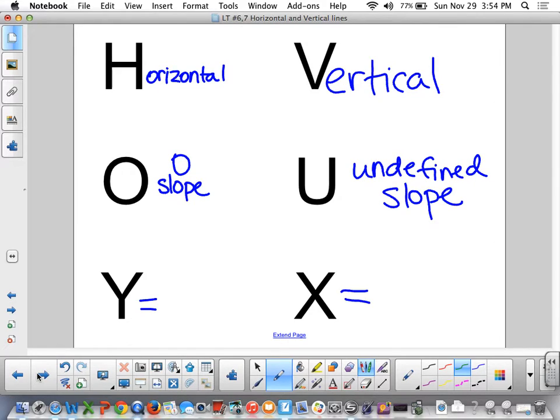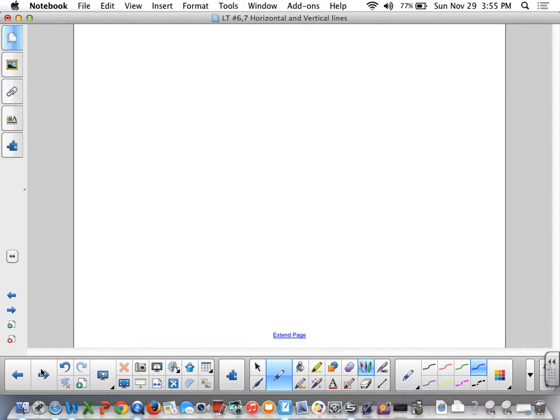Another way to remember that, I know Mrs. Banks showed you this, is HOY VUX. HOY stands for horizontal lines have a slope of 0 with y equals a number. VUX is vertical lines have an undefined slope with x equals a number. HOY VUX is a good way to remember it.